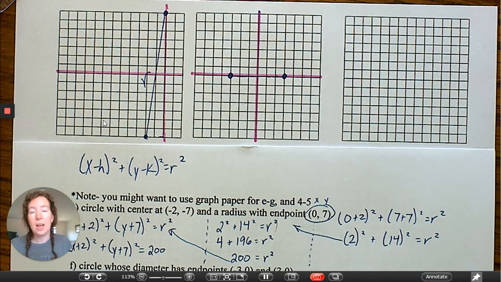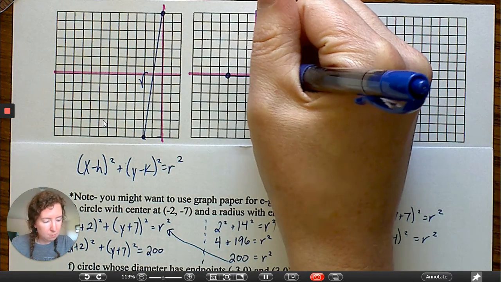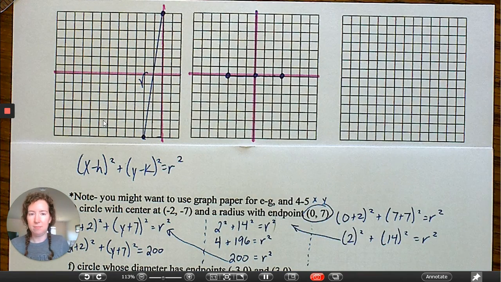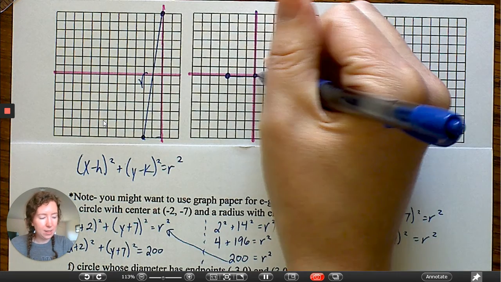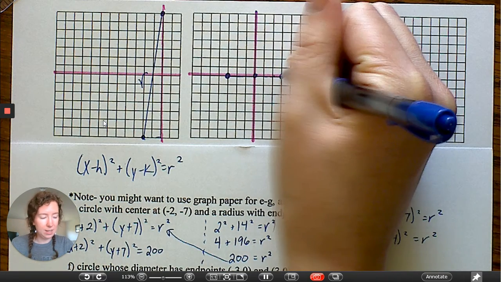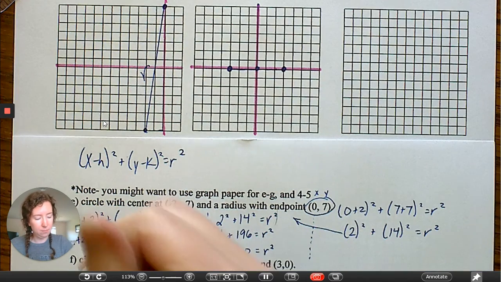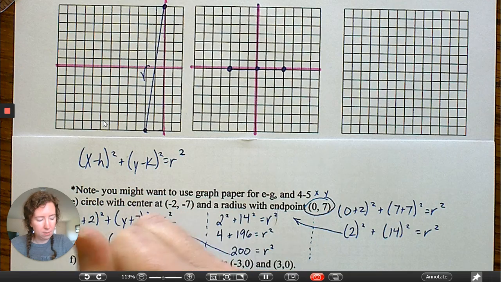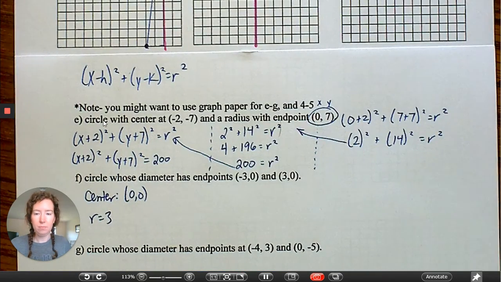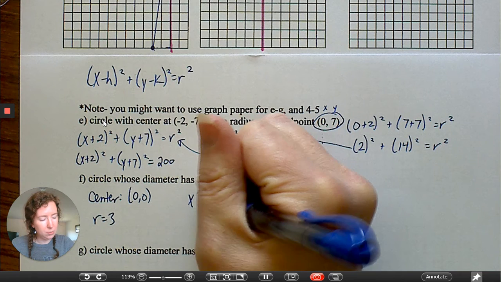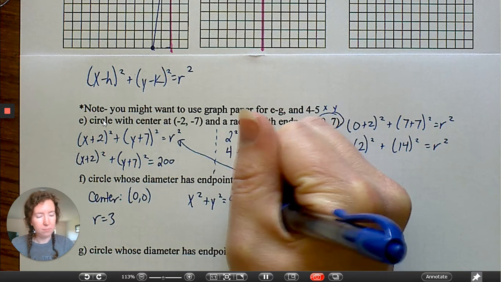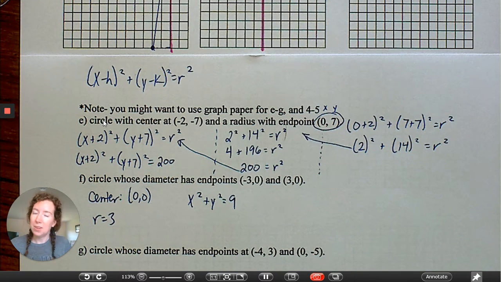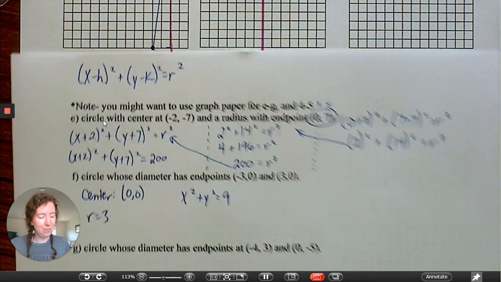Now, the center of the circle is the center of the diameter. This one's really easy to see visually. My center is going to be at the origin, (0, 0). And then now that I can see where the center is and where the radius is going to end, I can see that my radius is 3. So this was one where graphing really helped. And I can write my equation, x² + y² = 9. Now, they're not always going to be that easy. Look at the next one.